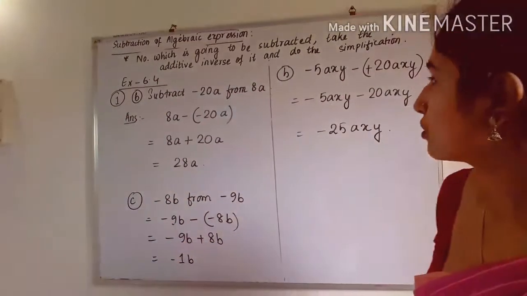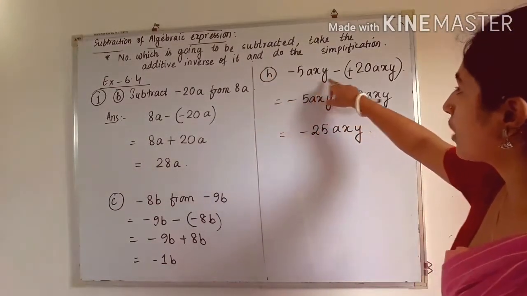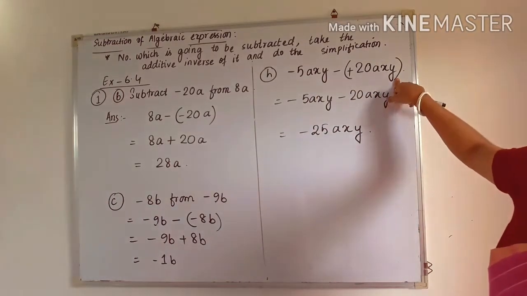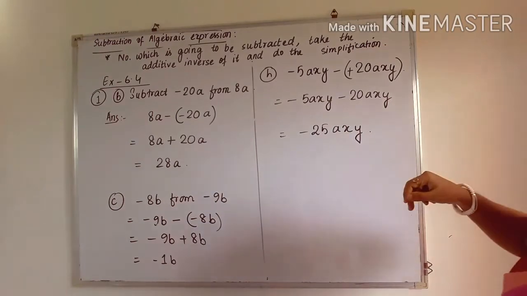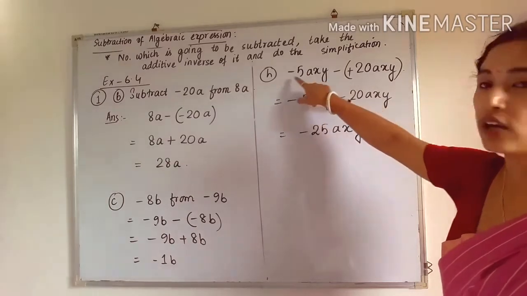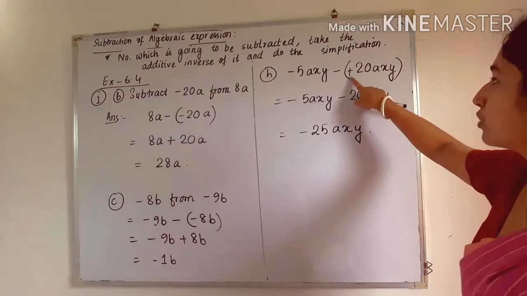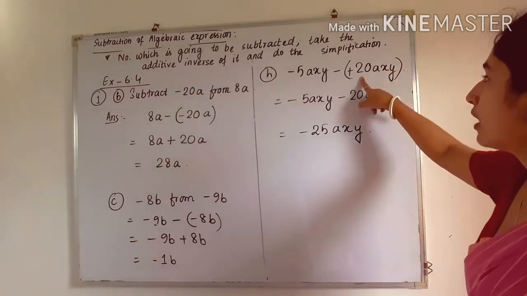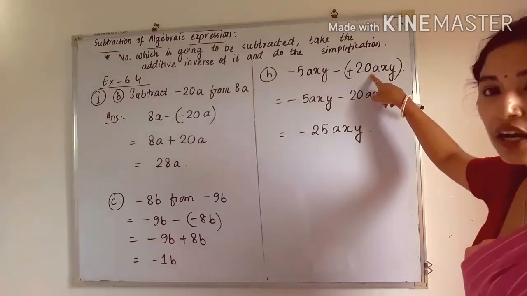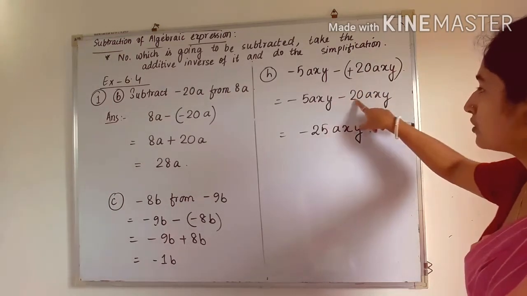Okay, so next question, similarly number h: -5axy minus 20axy. The statement is written, you have to subtract 20axy from -5axy. So you have to write -5axy first, then minus of, inside the bracket we have to write plus 20axy. Now again take the additive inverse of this one, okay, because this is going to be subtracted. So the additive inverse of plus 20axy will be -20axy.